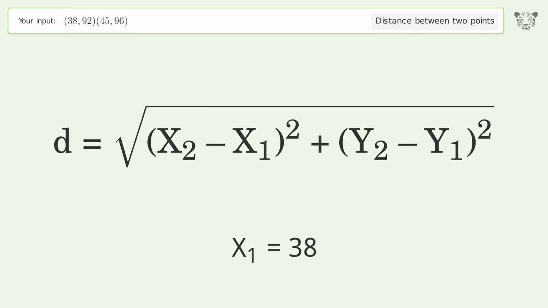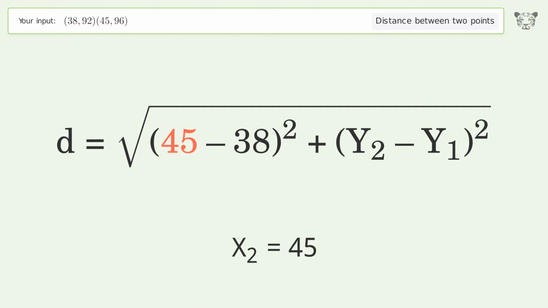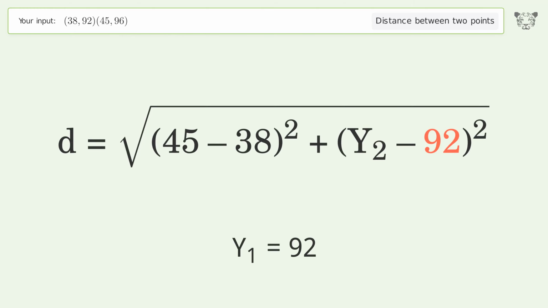x1 equals 38. x2 equals 45. y1 equals 92. y2 equals 96.